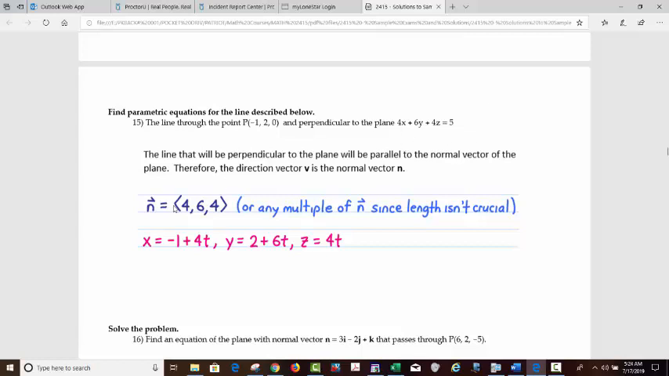So 4, 6, 4, that normal vector, or any multiple of this would actually be acceptable because it just has to be going the same direction. You don't need to, I'm just mentioning that because it's true. Like technically 2, 3, 2 would have been correct, because all we need is a direction vector. We don't care about its length. So your point's negative 1, 2, and then of course 0 doesn't need to be shown. And then your coefficients of t will be this normal vector here: 4t, 6t, 4t. And there we go.